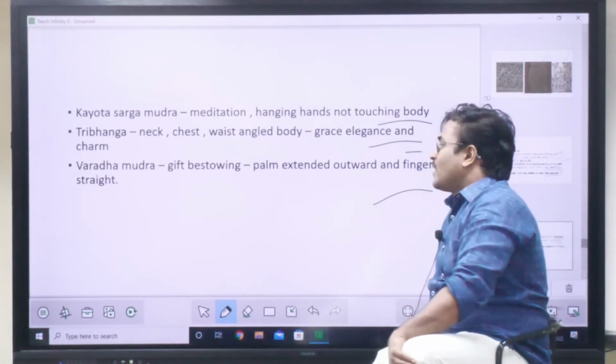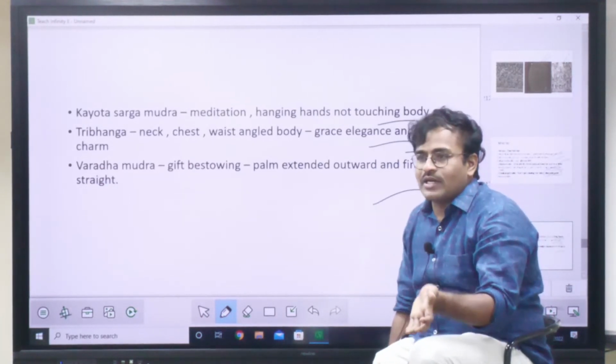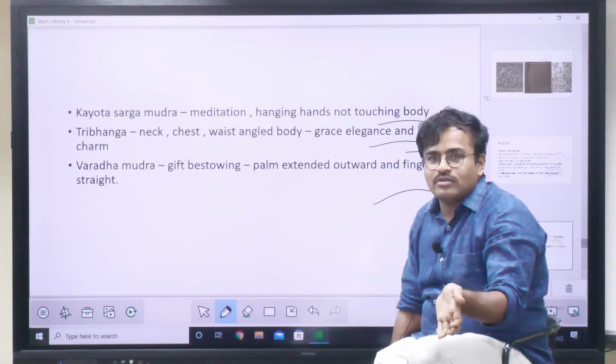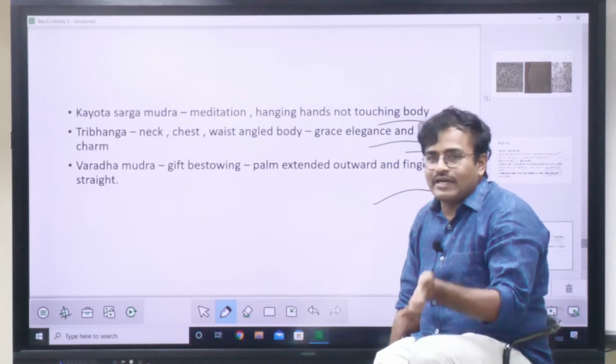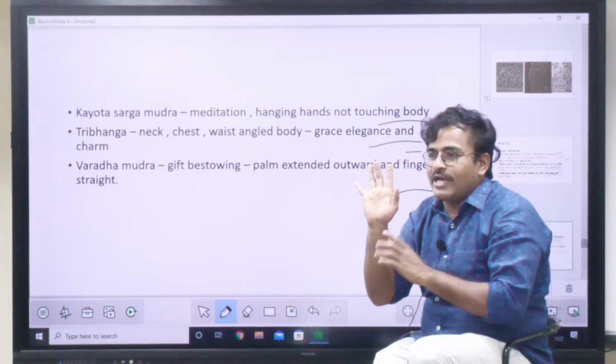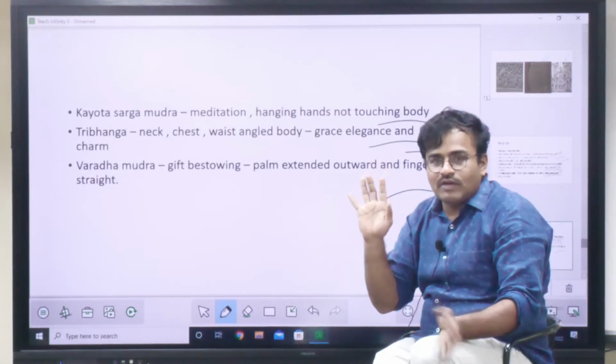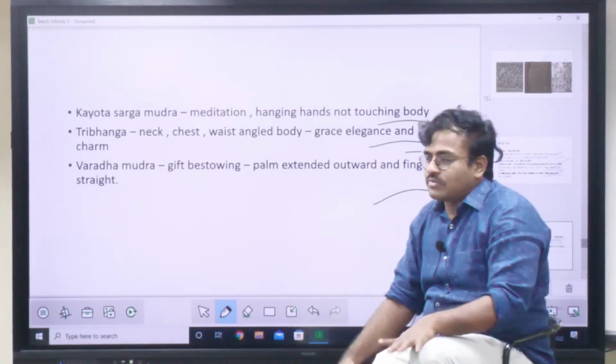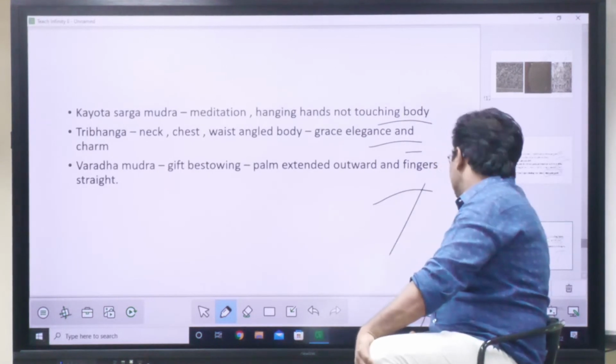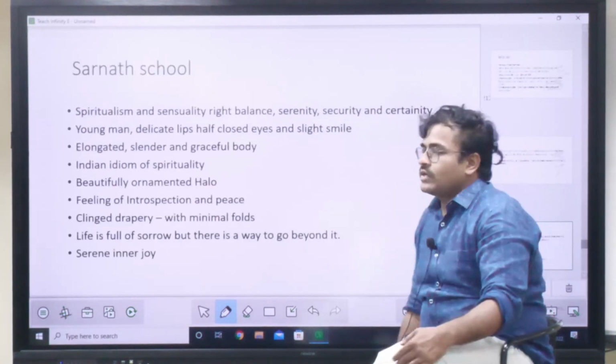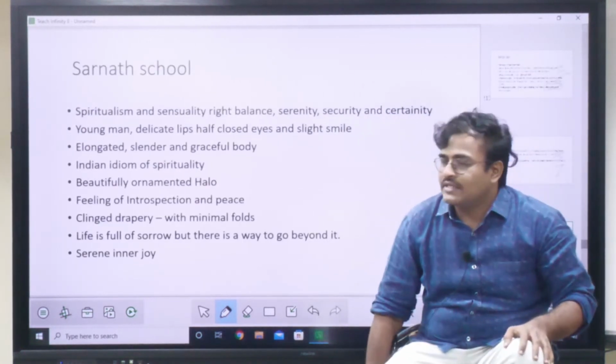And the last one is Varada Mudra. I told you about this Varada Mudra. Lord Venkateshwara's image is shown with one hand in Abhaya and one in Varada Mudra. Balaji. These are the various schools, and the last one is the Sarnath school.